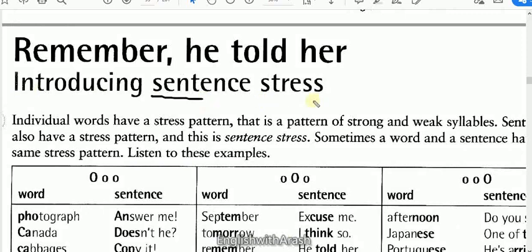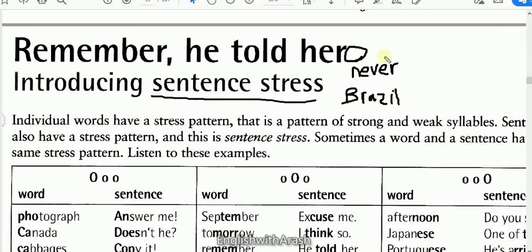Introducing sentence stress. If you remember, we talked about word stress. For example, I remember I typed for you the words "never" and "Brazil." I said these words have the same number of syllables, right? So this is "never," stress on the first part, but this one, "Brazil," stress on the second part. But that was word stress. In this part, we are talking about sentence stress, which is one step up.